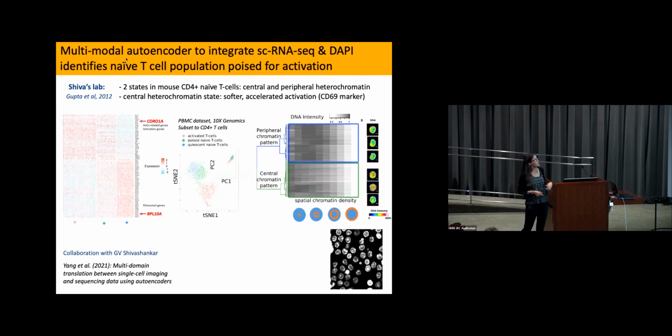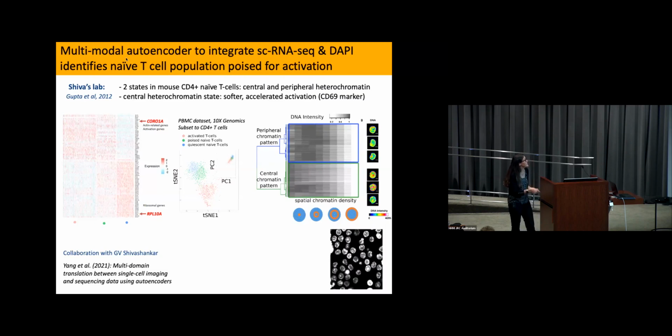So what we did here is we wondered, first of all, is this the same in humans? So we just repeated the experiment. We took CD4 T cells in humans. Again, if you just cluster the images, you see very clearly two populations, some that have heterochromatin outside, some that have more heterochromatin in the center. Now, because we have this framework where we can translate between these chromatin images and single-cell RNA-seq, we wondered, what do we see? What is the transcriptional profile of these two different populations of cells?